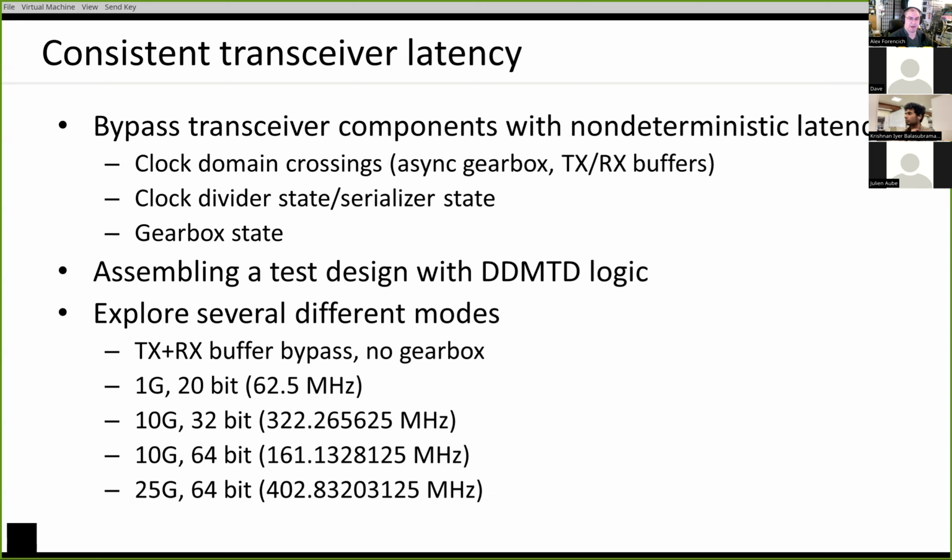So first pass, what I'm doing is assembling a test design with transceivers in various configurations and with DDMTD logic to measure the phase. And I'm going to look at several different modes, right? So I'm going to put the transceivers into TX and RX buffer bypass with no gearbox, and then test 1 gig, a couple of 10 gig configurations, and 25 gig.